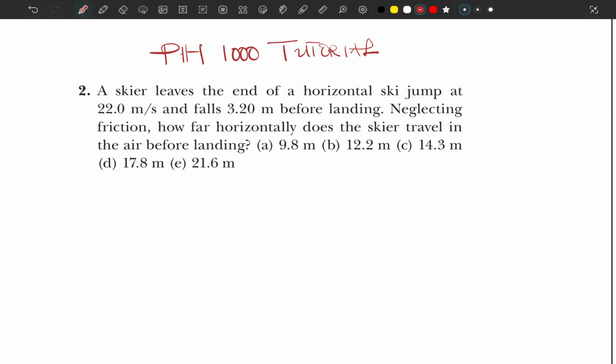We have a very good multiple choice question. A skier leaves the end of a horizontal ski jump at 22 meters per second and falls 3.20 meters before landing. Okay, this is a skier, and the height here is decreasing, so this would be negative 3.2 meters because the skier is falling.